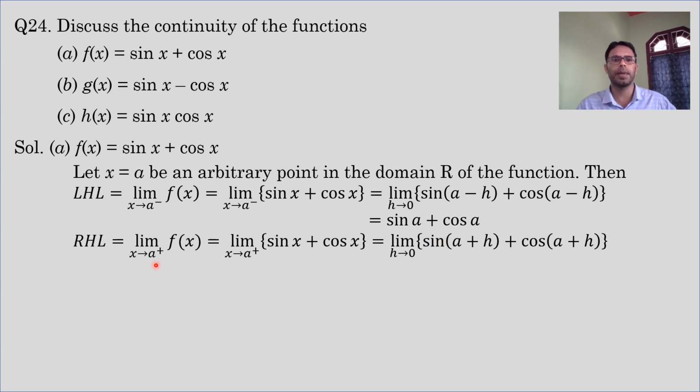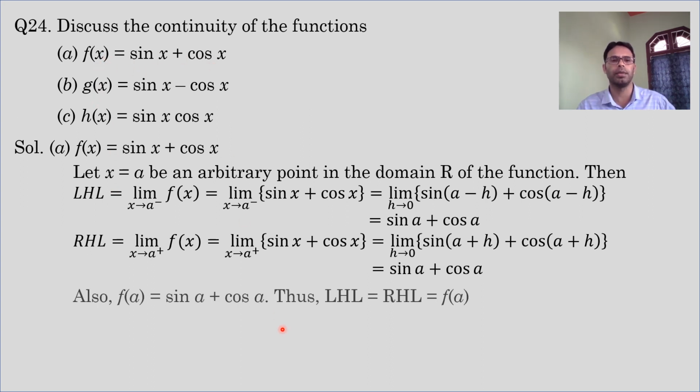This time it is a plus h. The function is the same, sin x plus cos x, with h tends to 0. So x is a plus h, then using the limit it will be equal to sin a plus cos a. So left hand limit is sin a plus cos a, right hand limit is sin a plus cos a, they are equal. Now we take the value of the function at x is equal to a, meaning the functional value. So f(a) will be equal to, by direct replacement of x, sin a plus cos a.